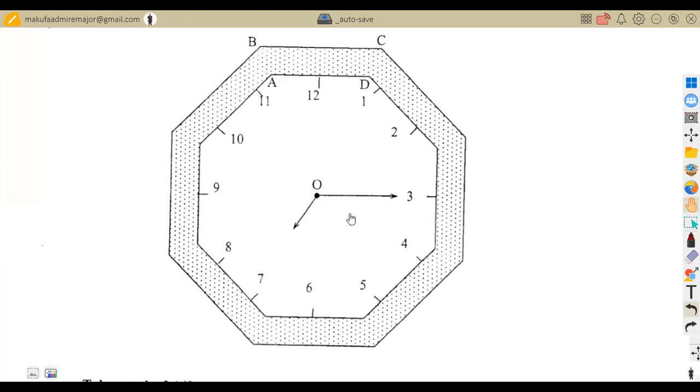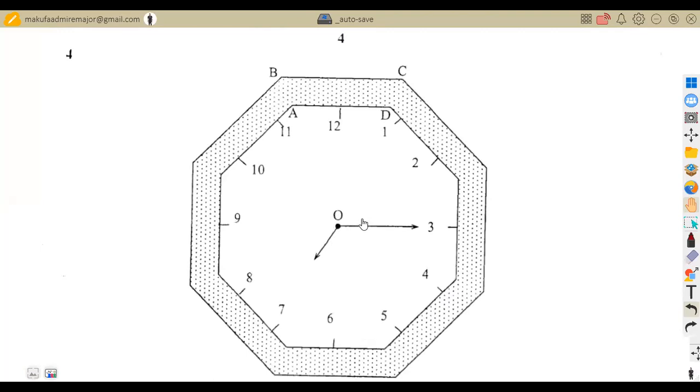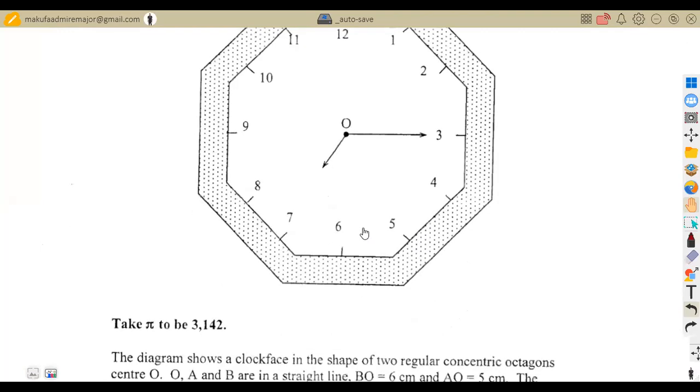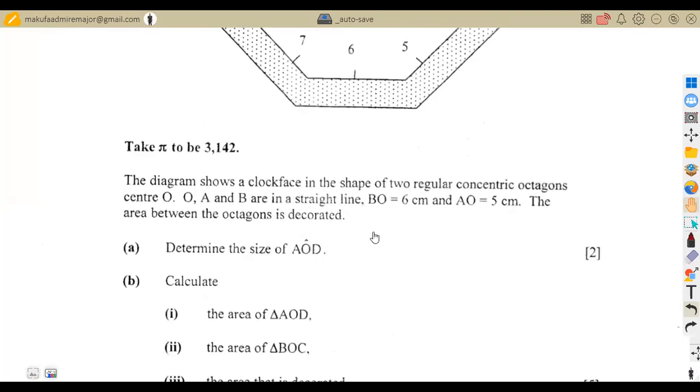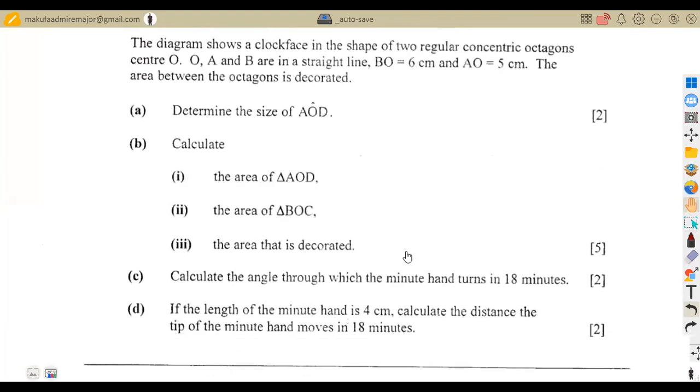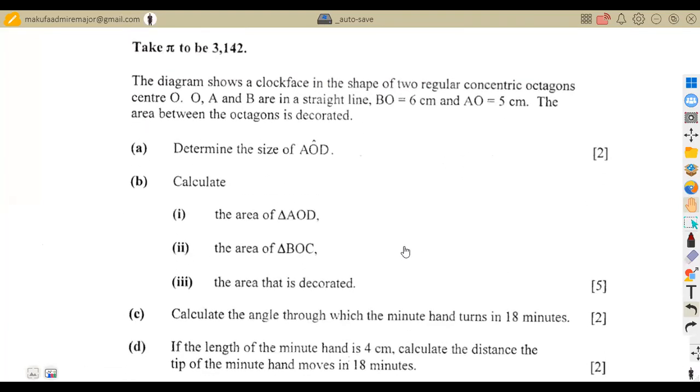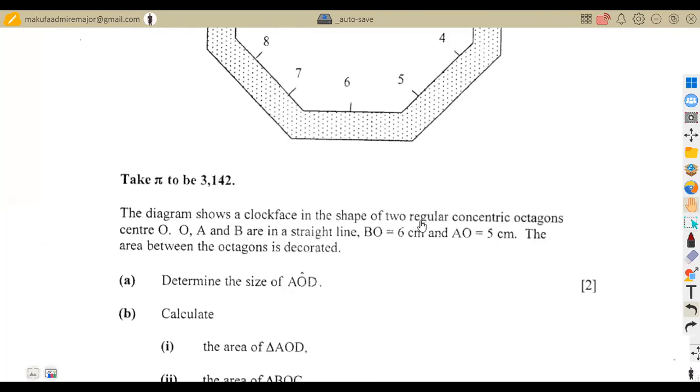So we are going to check this question, which is on the mensuration of plane shapes, and see how we are supposed to attempt such typical questions on mensuration of plane shapes.